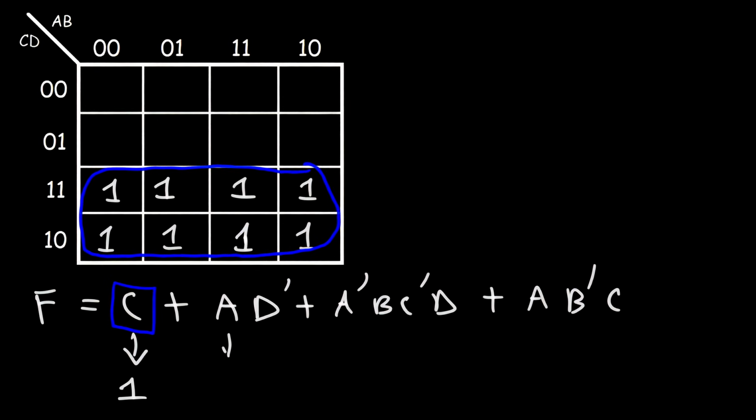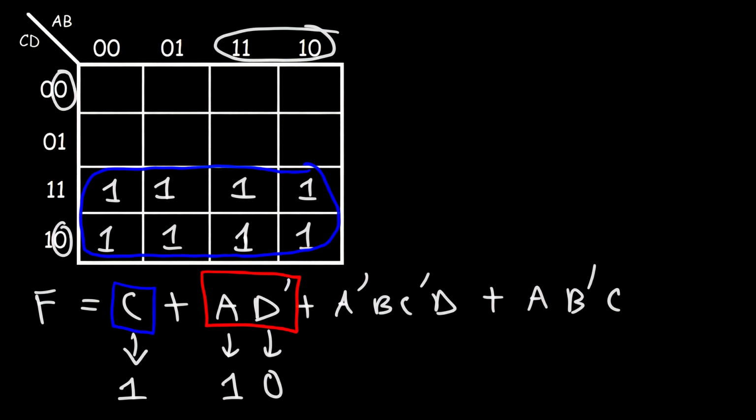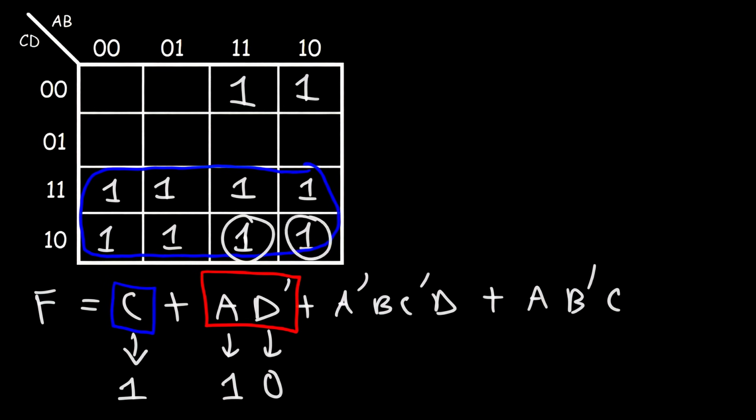So let's move on to the next one, AD prime. So for A, I'm going to put 1, and for D prime, 0. So A is 1 in the last two columns on the right, and D is 0 here. So we're going to have a 1 and D's as well. So now I'm going to circle those ones with a red color.